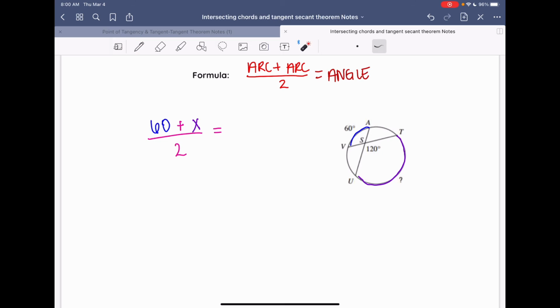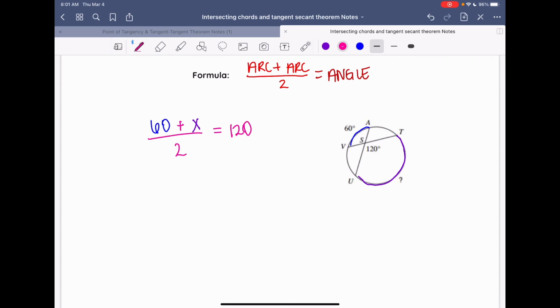We are given an angle measure this time. It's the 120 degrees that's on the inside of our circle. So I'm going to say equals 120. And now I'm going to solve for my x. When you start with your variable in the numerator of your fraction, the top of your fraction, you have to get rid of that denominator before you can do anything to cancel out what's around the variable.